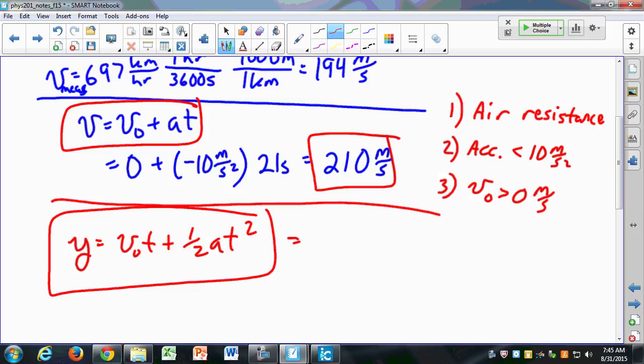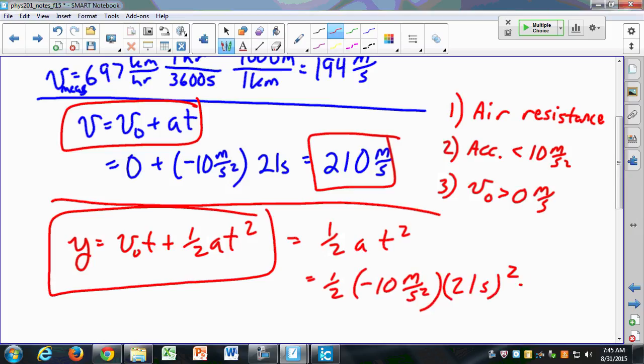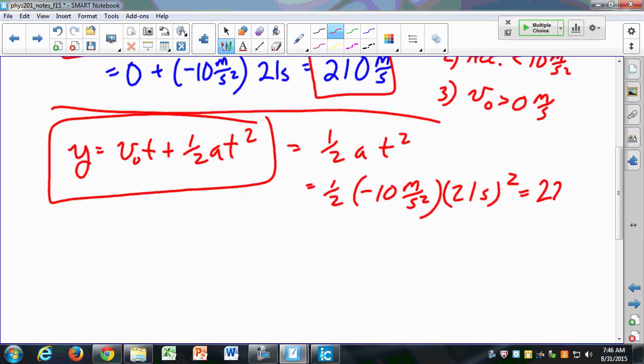We can calculate this. It's going to be pretty simple, just 1/2 a t squared, 1/2 of negative 10 times 21 seconds squared, and that's equal to 2,200 meters. All right, so that's basically how those equations work and a way to use them. We're going to work through some sample problems.